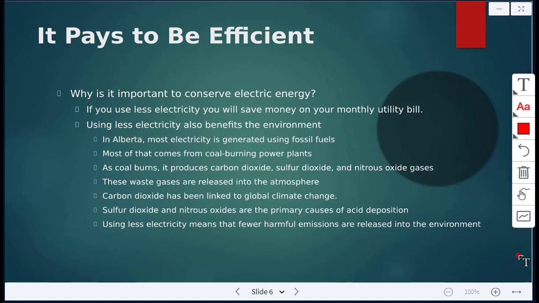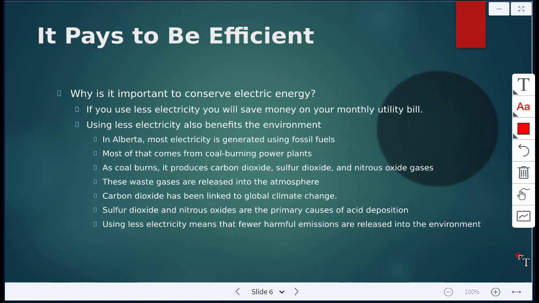Now, why is it important to be efficient? Why is it important to conserve electric energy? So first of all, you're going to save money. If you use less electricity, you'll save money on your monthly electric bill, your monthly utility bill.